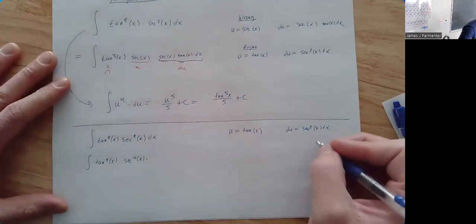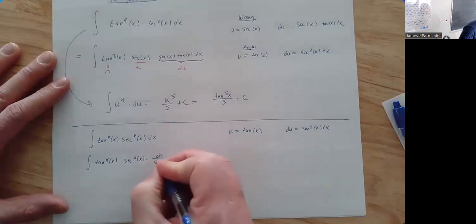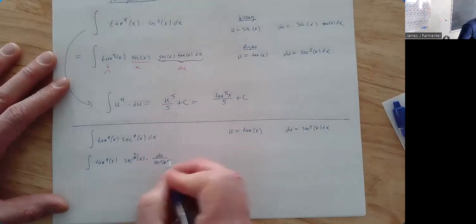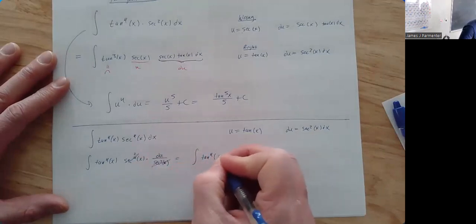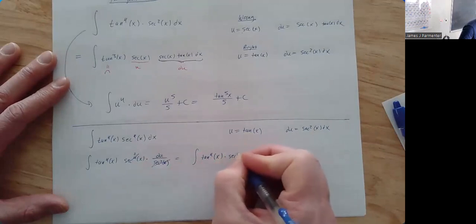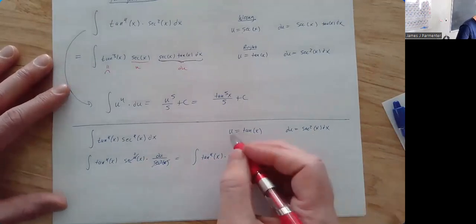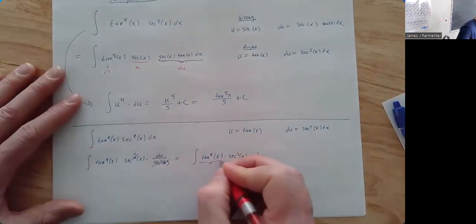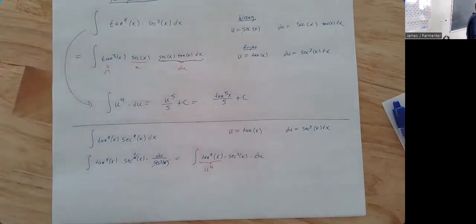So if I solve for dx here, dx is du over secant squared. I just don't like doing this. It bothers me. And I can cancel two of them here, two of them here. So I can rewrite this as tangent to the fourth of x times secant squared of x times du. Tangent to the fourth is u to the fourth. And my not-u part has an even power left over, which is what I'm always going for with these powers of sines and cosines or secants and tangents.